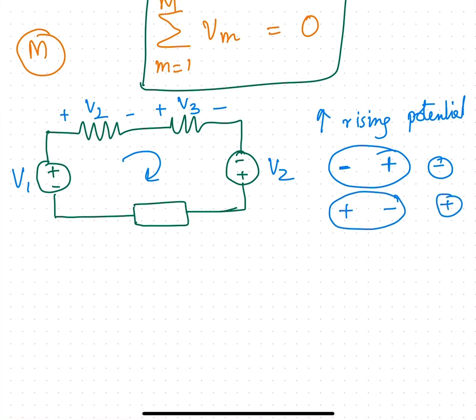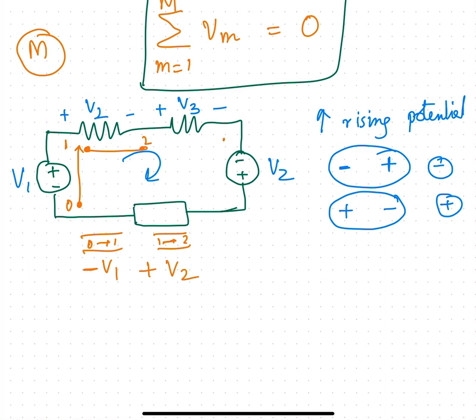What do I mean by that? That means if I start from this point here and I go to this point, I will say that this is minus V1, and then I'm going from this point to this point, so positive. I'm going originally, if I'm starting from point 0, I'm going to point number 1. It is a rising potential, so I take it negative. It depends on you how you want to solve it. So 0 to 1, it's minus V1. Then 1 to 2, it's a falling potential, so I take it as positive.